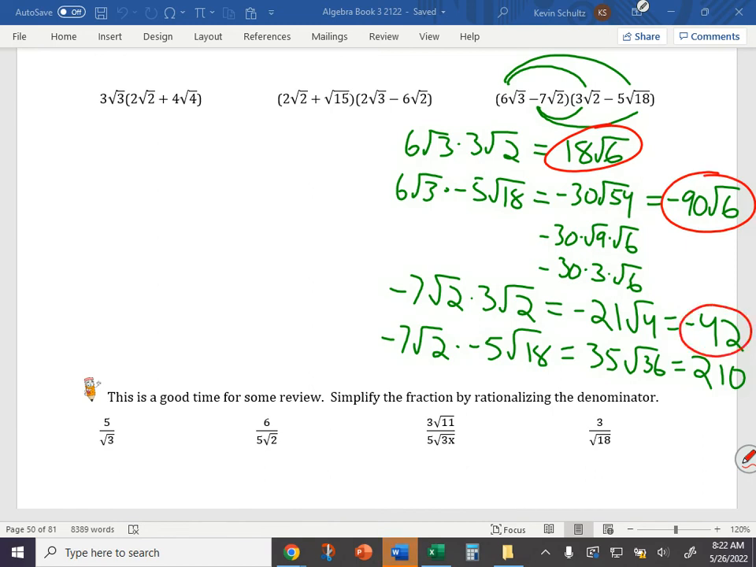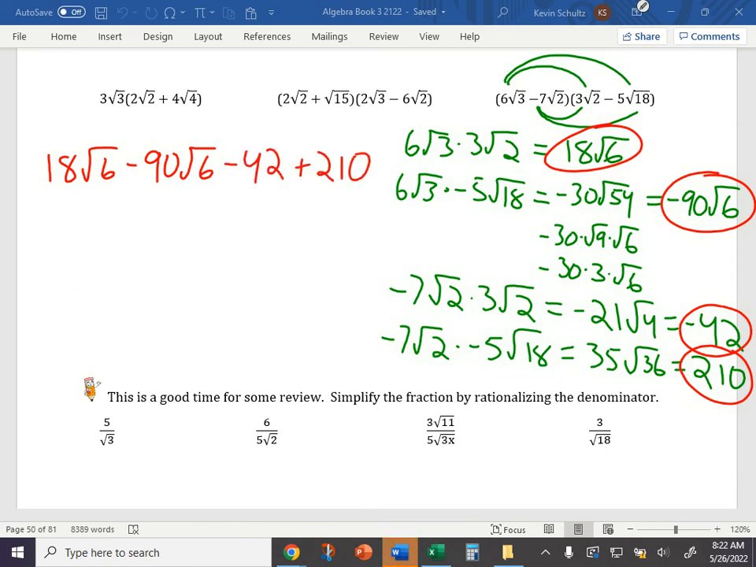Okay, so now we look at our 4 terms that we have here: 18 root 6, negative 90 root 6, negative 42, and positive 210. When we write them out horizontally, 18 root 6 minus 90 root 6 minus 42 plus 210, we see that we've got 2 sets of like terms that we can combine, right? Those common roots in our radical expressions. We've got 18 root 6s. We subtract 90 root 6s. How many root 6s do we have in all? Negative 72 root 6s, right?